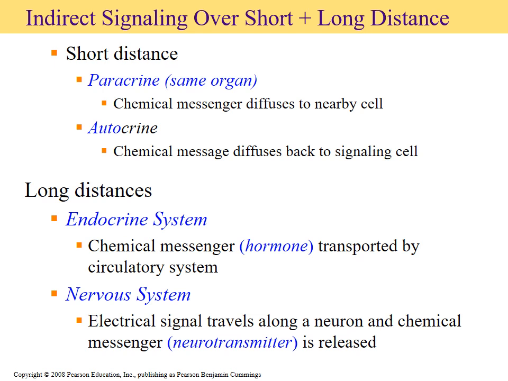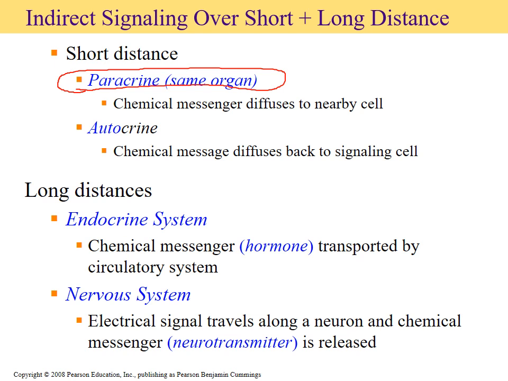And when you're doing your indirect signaling and you're releasing these chemical messengers, we see that you can often go either a short distance or a long distance in your travels. The short distance usually will entail what we call a paracrine or an autocrine secretion. Now, paracrine means that the chemical messenger will find its target cell in a very nearby cell. Oftentimes, this will be within the same organ that it was secreted from.